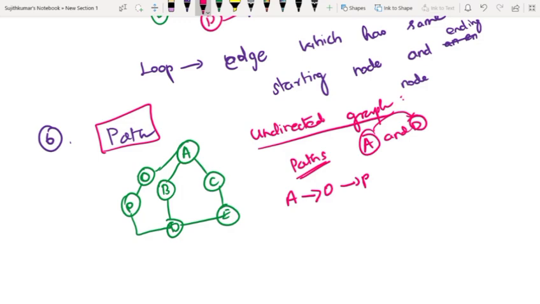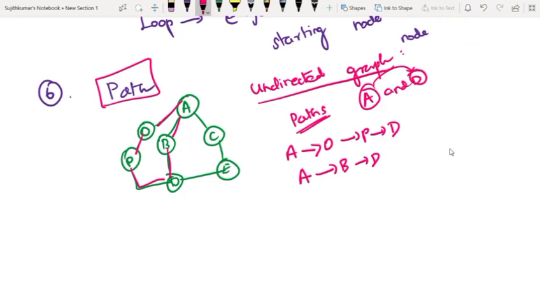Right? I can reach D. That's one possible path: A to O, O to P, and P to D. Or else I can start from A, go to B, and go to D. So that's another possible path.